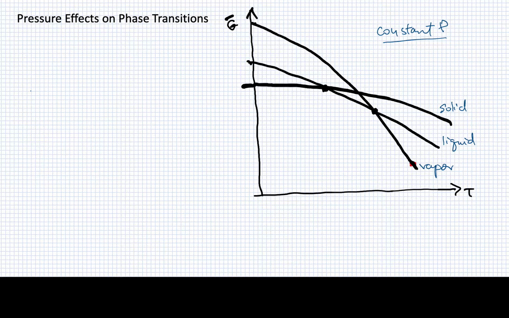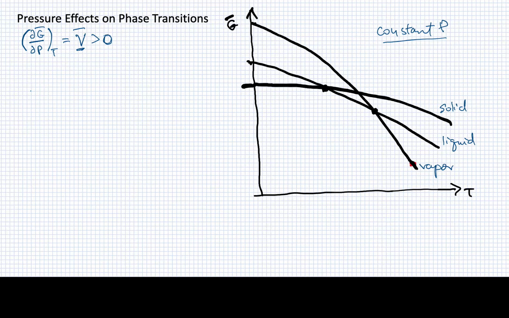But the question we want to address in this video is what happens as we change that constant pressure. In other words, how are these curves affected by viewing them at a different pressure? To get a handle on this, we want to consider the fact that the molar Gibbs energy as a function of pressure, so the partial derivative with respect to pressure at constant temperature, is equal to the molar volume. So what we're going to want to see is how this molar volume is going to change as we change this for each of the 3 phases.